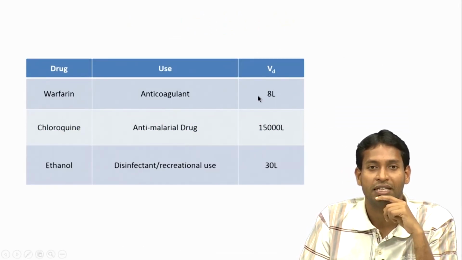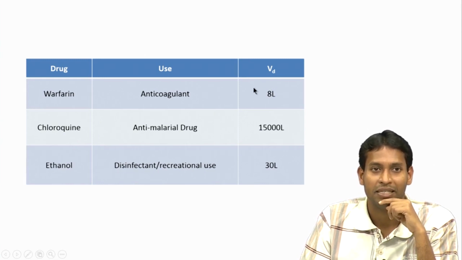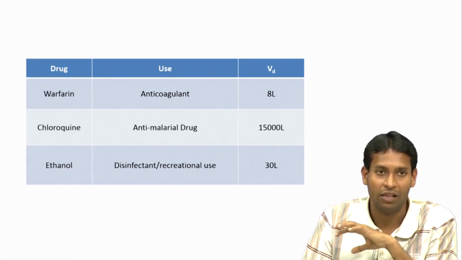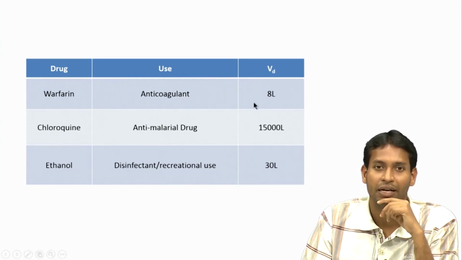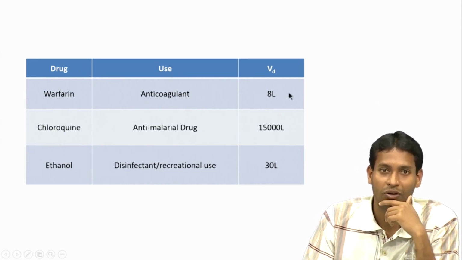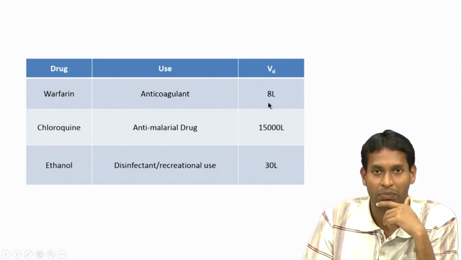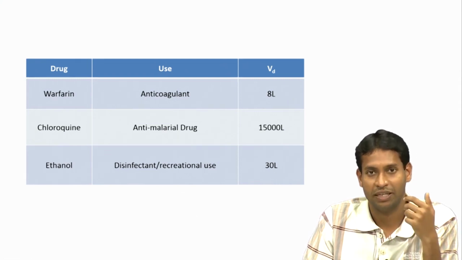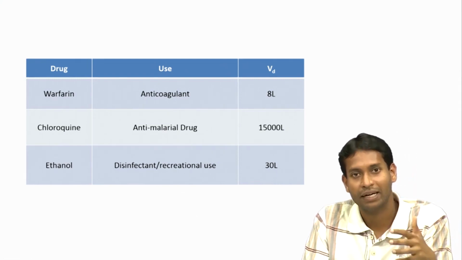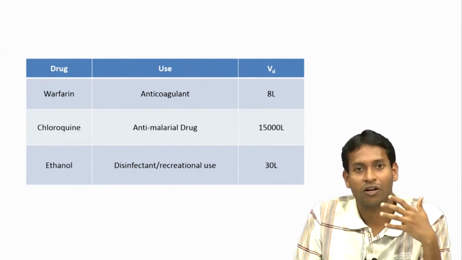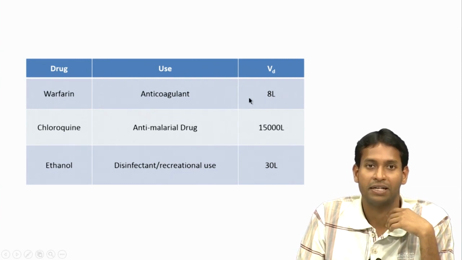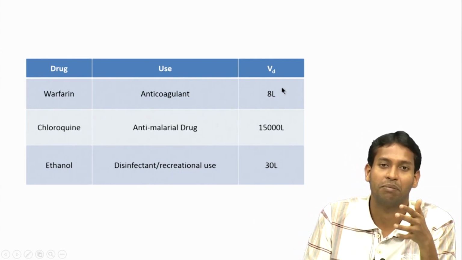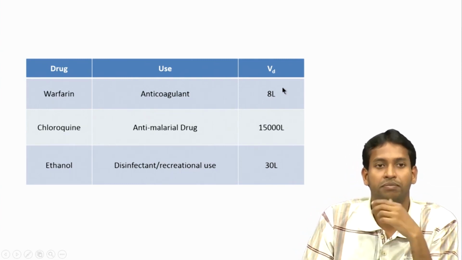So, if I say it is 8 liters, that means that all the warfarin that we have given is distributed within the 8 liter volume, and this is very close to the total volume of blood in humans. These values may not be a direct indication, but we can say with fairly good confidence that most of the drug is distributed in the blood itself. It compartmentalizes itself in the blood and is not able to diffuse out of the blood.